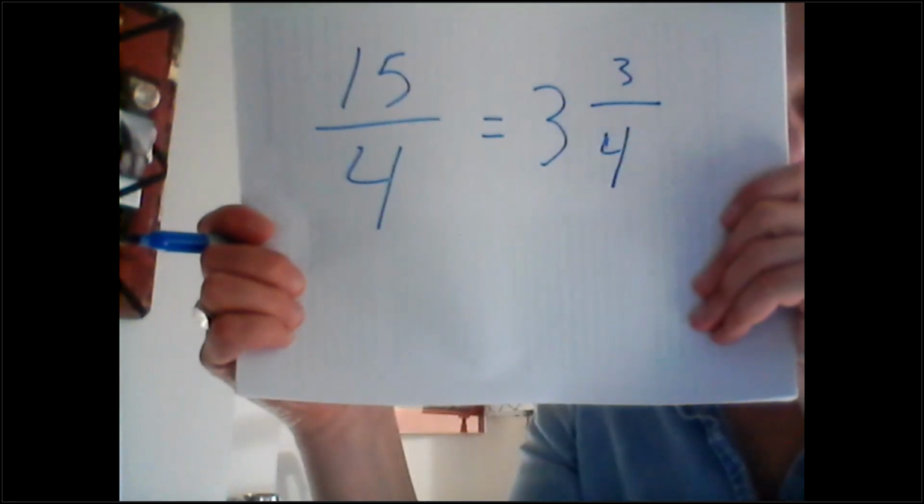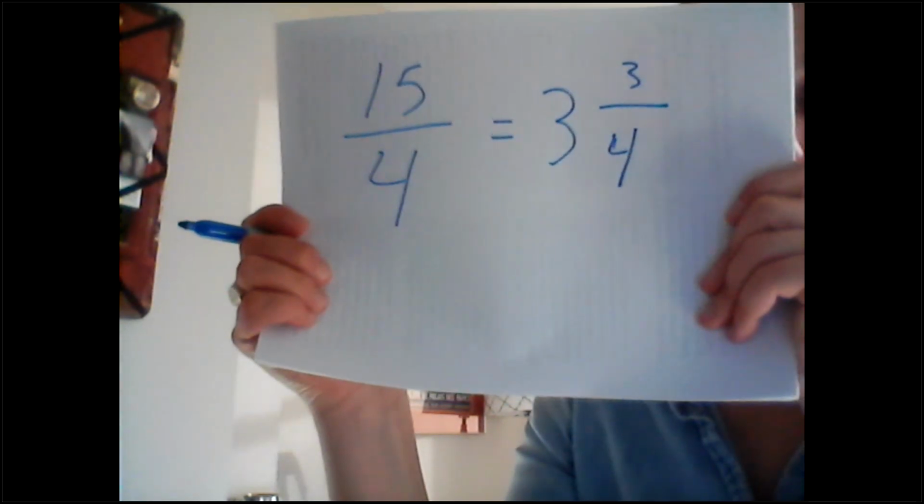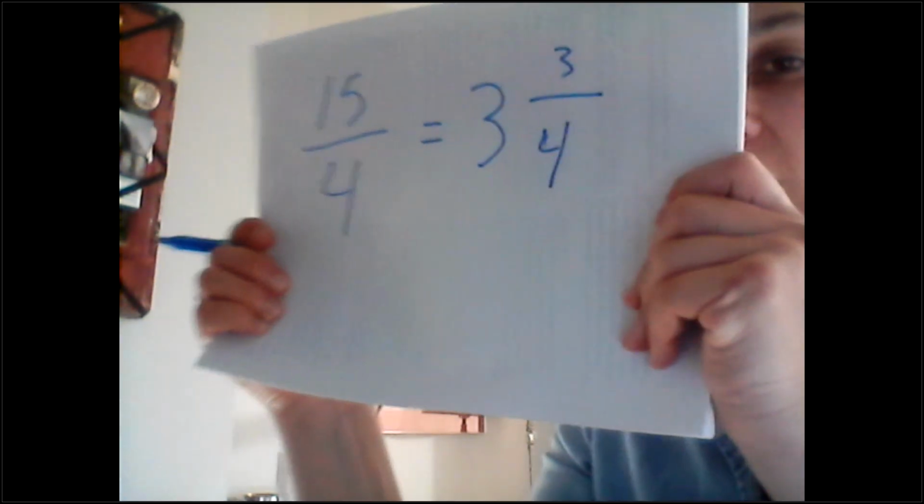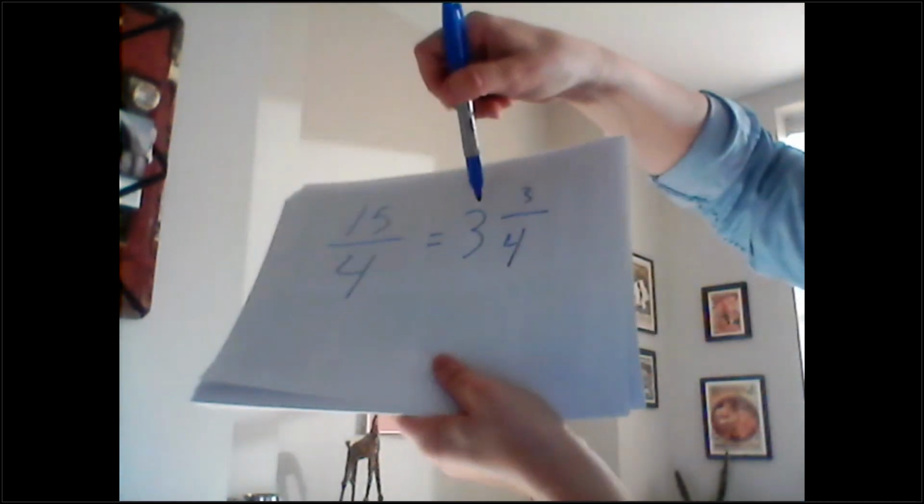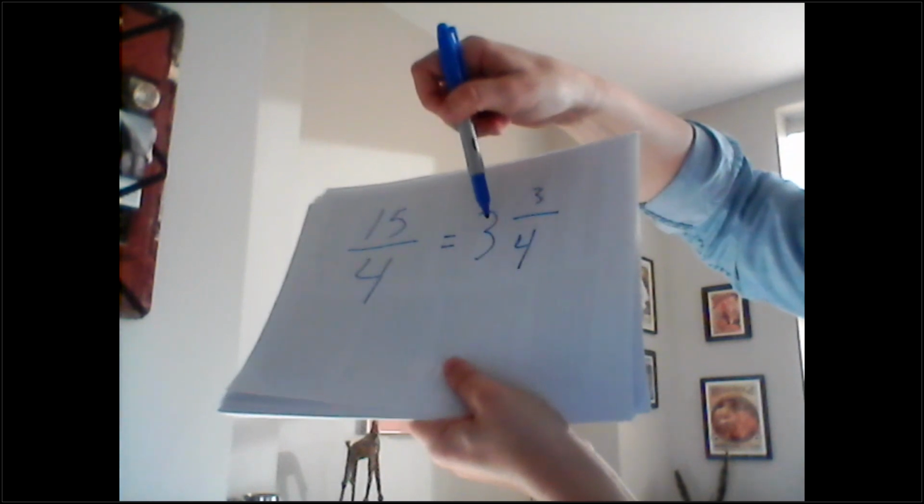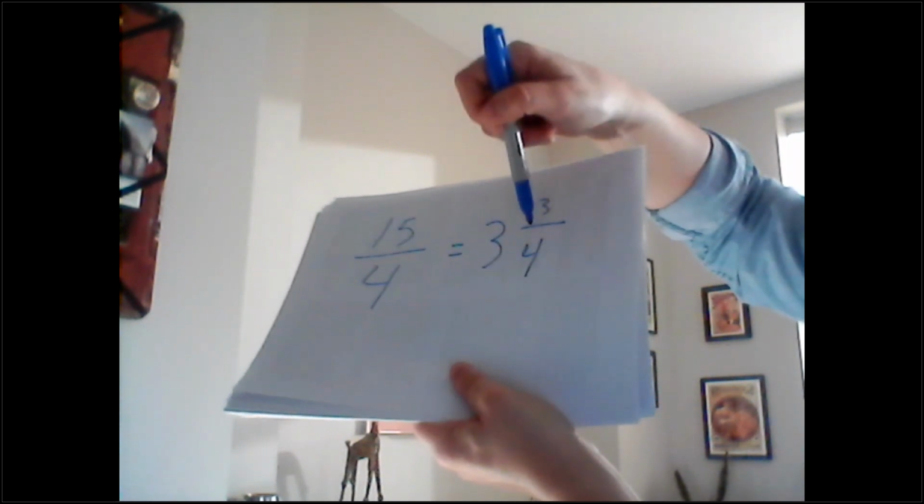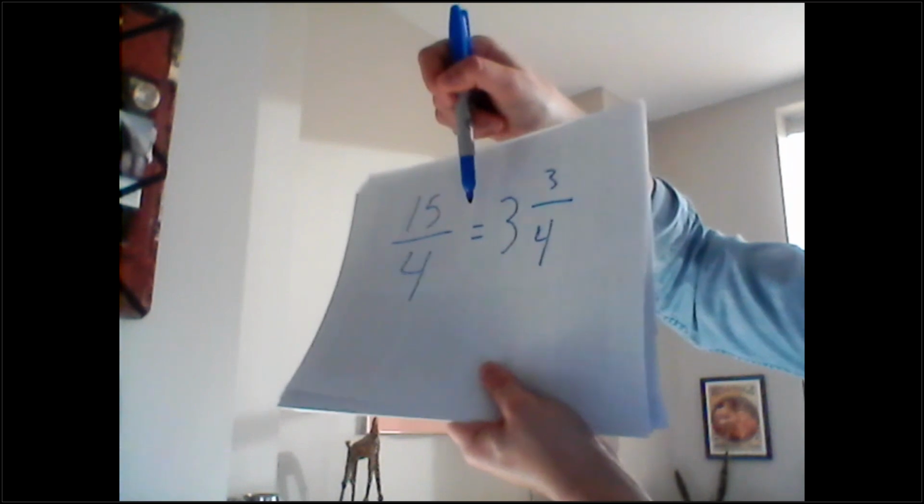So I pull the 3 out as the whole number, and then I look at my leftovers. So 15 minus 12 is 3, and that is my fraction. So this improper fraction of 15 over 4 is the same thing as the mixed number of 3 and 3/4. And to check my math, just to make sure I did that correctly, I multiply to turn this number back into an improper fraction. I multiply the 3 and the 4 times 12, plus 3 is 15 over 4. So I know that these are equal.